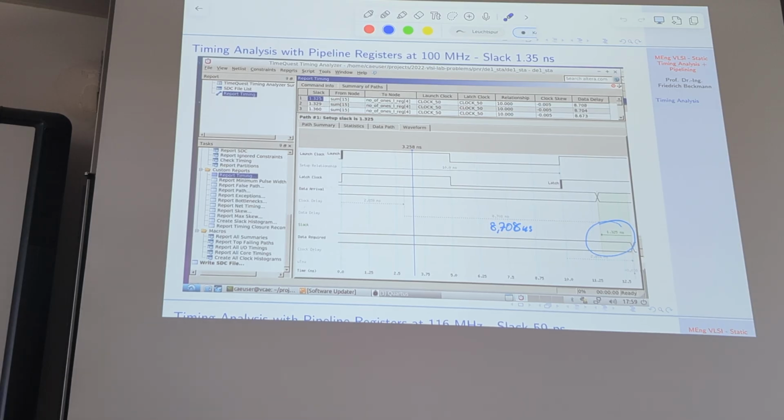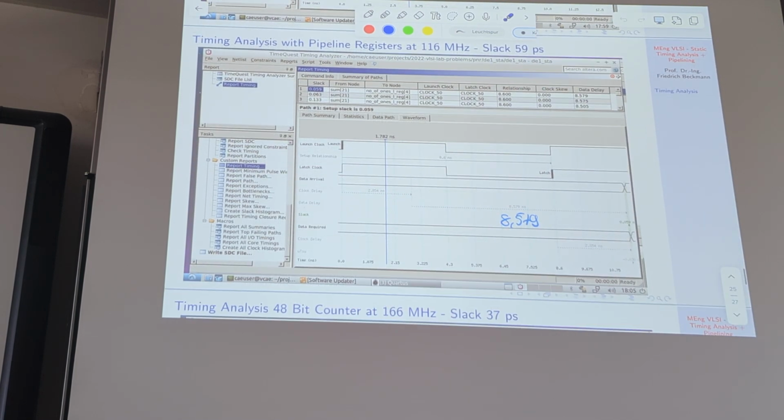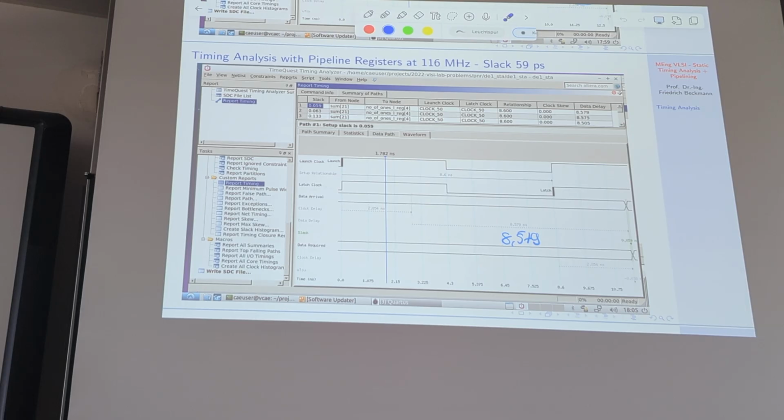We have 1.35 nanoseconds slack, so we can run at 100 and maybe even a bit faster. We have now 100 million samples per second throughput for our circuitry. So if that's the thing that you need and latency doesn't matter, then it's okay. Squeezing it a little bit more, we can run at 116, then the slack is only 59 picoseconds left. So that's probably the end of what you can do here.